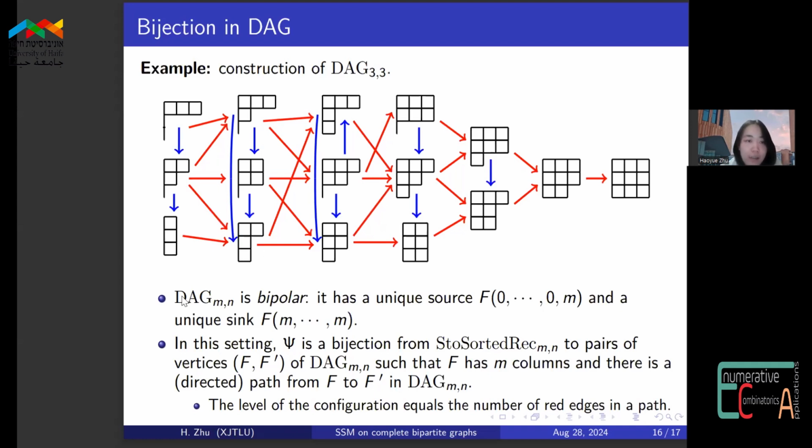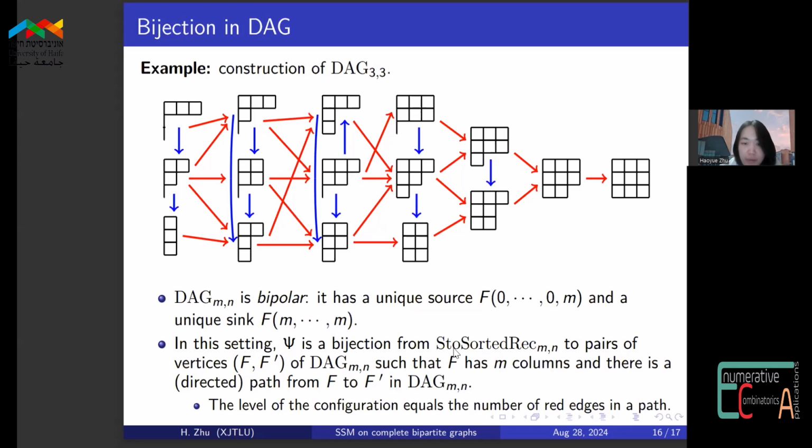Here you can find the DAG is bipolar, which means we have one unique source, with the top row having m cells and the other rows having 0 cells, and then we have one unique sink F, where in each row we have m cells. And then we can get one bijection from the stochastic sorted recurrent configurations to the corresponding pairs of Faro diagrams, F and F prime.